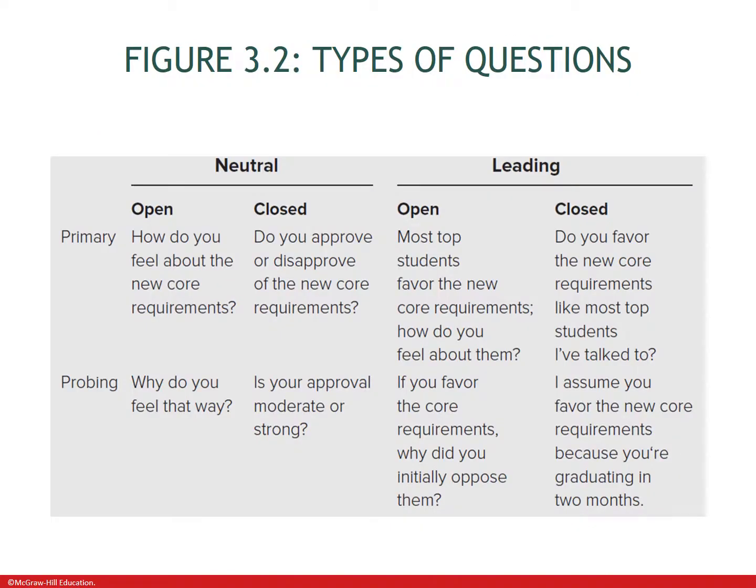So here we have neutral and leading questions. So you have an open or a closed question here. So a neutral question, primary: How do you feel about the new core requirements? And then you see the follow-up question, why? Remember, it's one of those words that I've used with open questions. Why do you feel that way? A closed question, which is also bipolar: Do you approve or disapprove of the new core requirements? A follow-up, is your approval moderate or strong? These are restrictive questions right here, the closed questions.